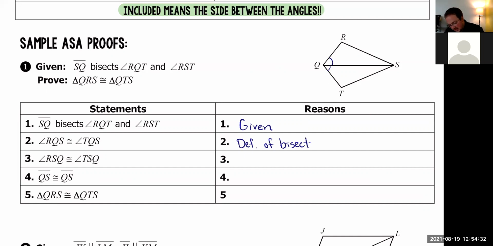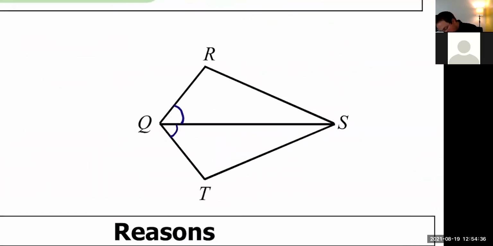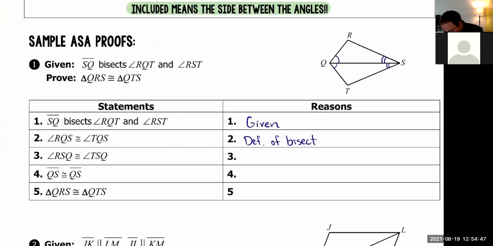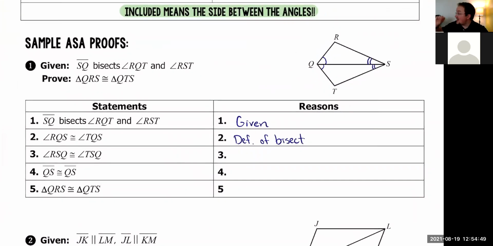And the next one says angle RSQ is congruent to TSQ. So that's saying that this angle here is congruent to this angle here. And the reasoning for that? Same exact reason, because that given statement said it was bisecting two different angles. So we would say that definition of bisect applies here as well.